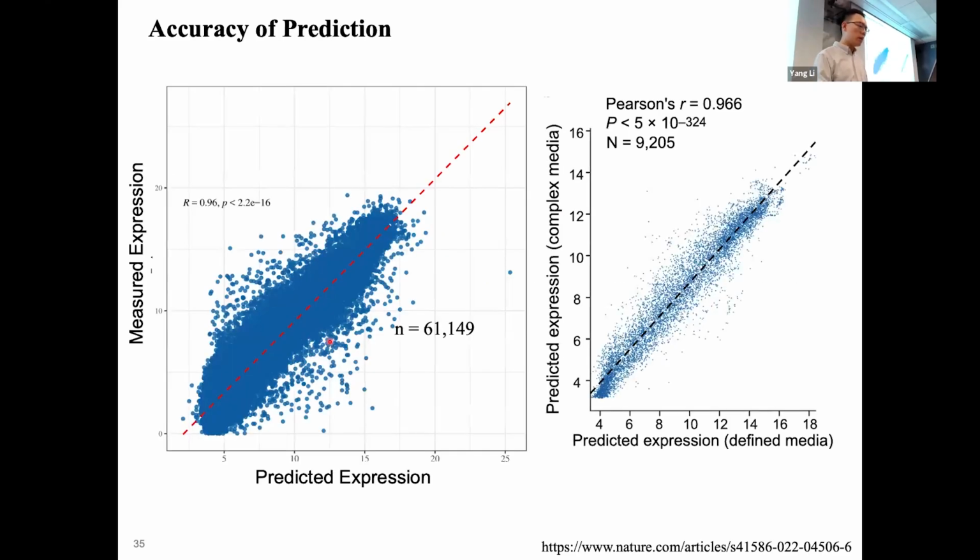And here is what the results look like. The x-axis is the predicted expression. The y-axis is the measured expression. You can see they are highly correlated, and here are the p-values. The number of dots, the number of testing data, is over 1,000 sequences. But actually, we are still working on using machine learning to build the fitness landscape.